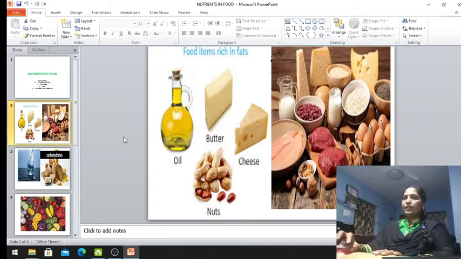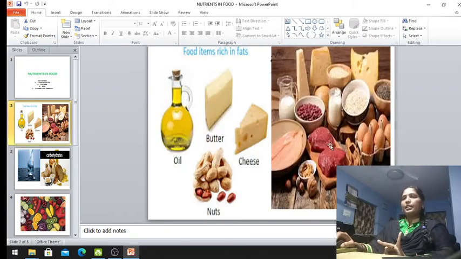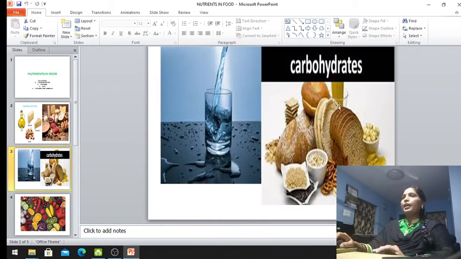So just now we discussed two types of nutrients. Nutrient means the substance which helps our body. So carbohydrates are one type of nutrient and proteins are another type of nutrient. These carbohydrates give us energy. They are giving us energy.